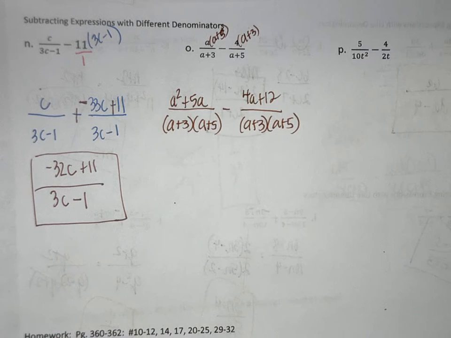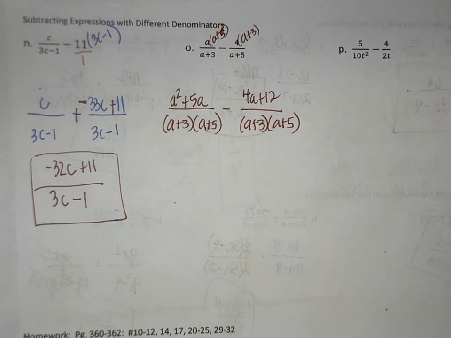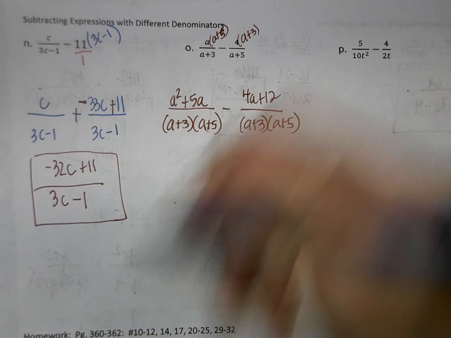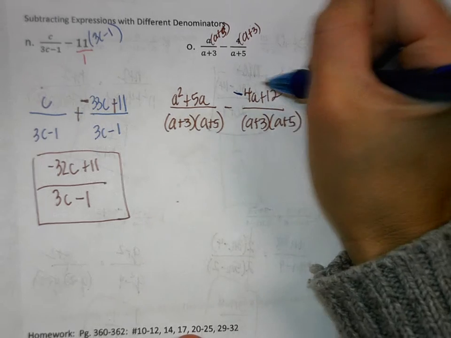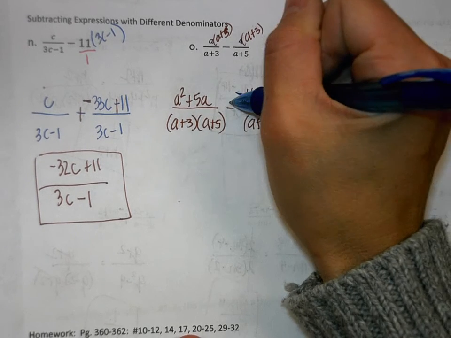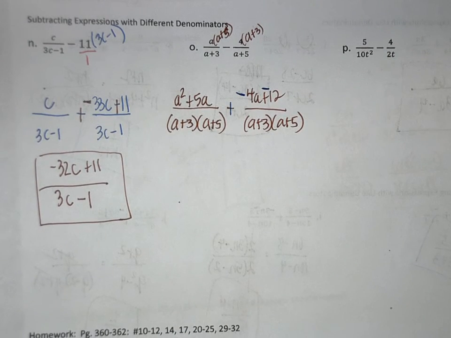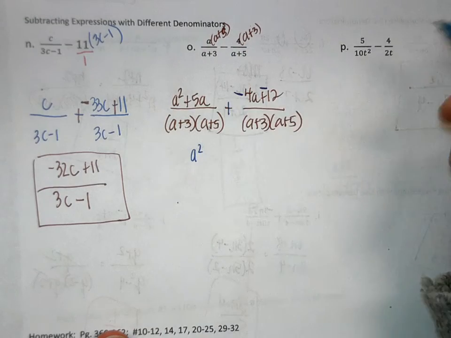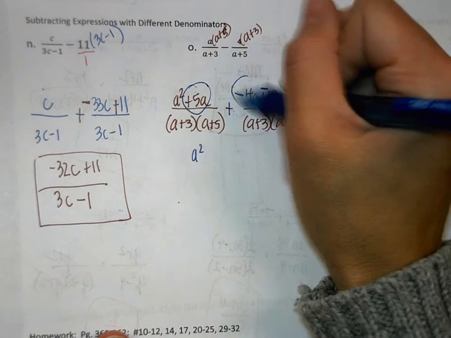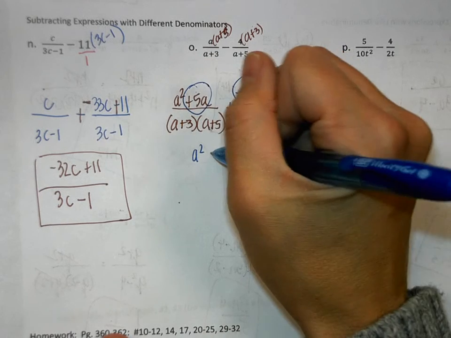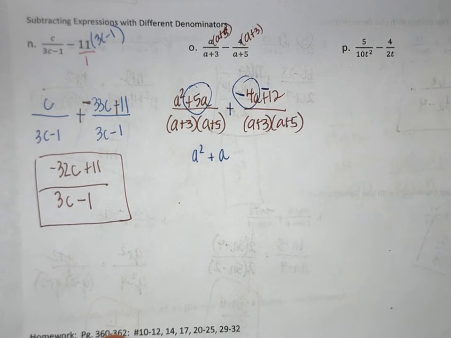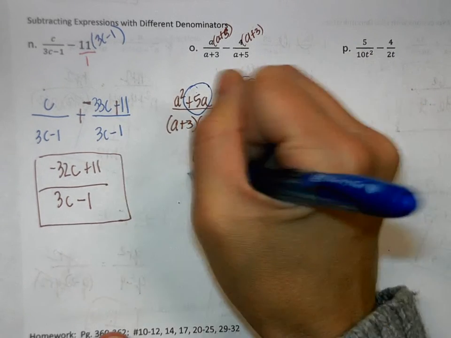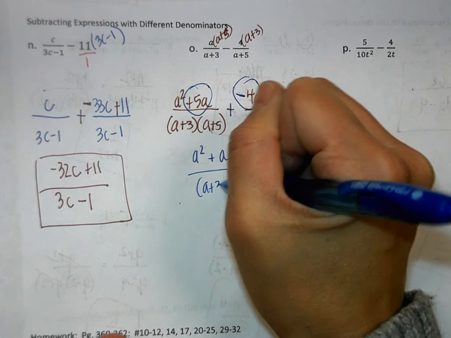What's the next thing I need to do on this problem? Distribute the negative. Very good. Distribute this negative. So this becomes a negative, this one becomes a negative, and that changes to a positive. So when we combine our like terms, I have a squared, and then 5a and negative 4a makes positive 1a, and then minus 12. And then this is over a plus 3, a plus 5.